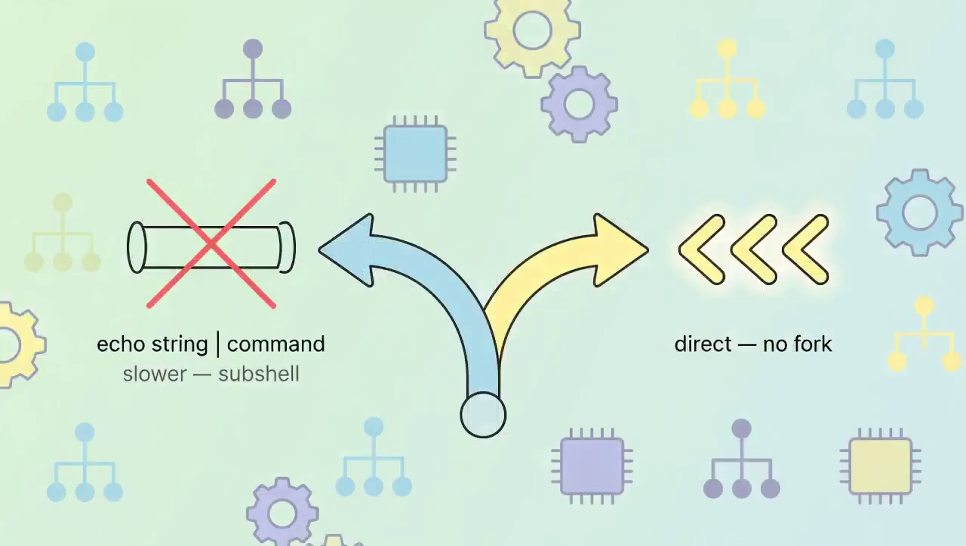Under the hood, <<< is shorthand for echo string | command, but with a crucial upgrade. The string is delivered directly by the shell, so no subshell is spawned, no extra process is forked, and shell variables on the right side are still expanded before the input is constructed.